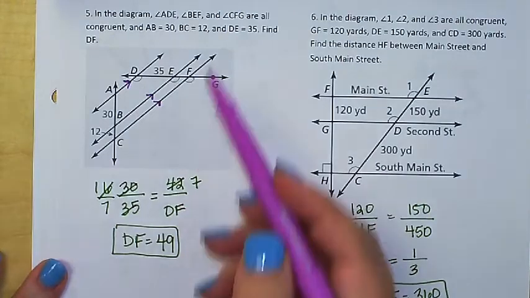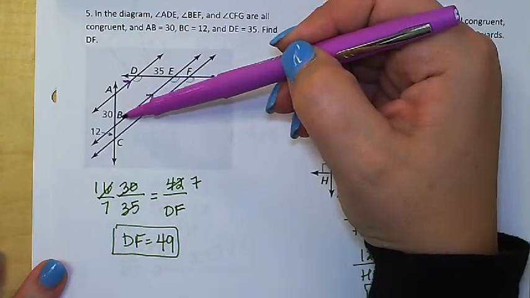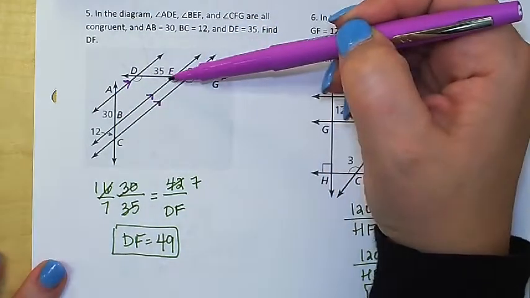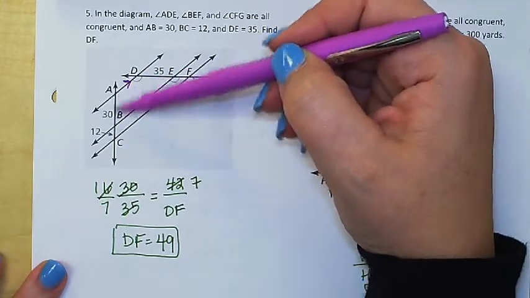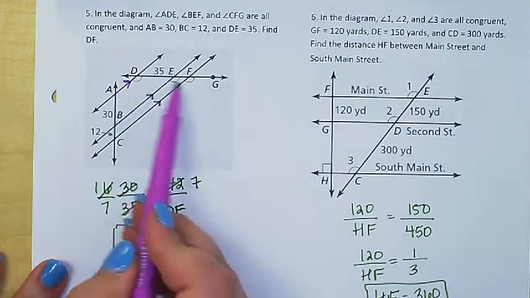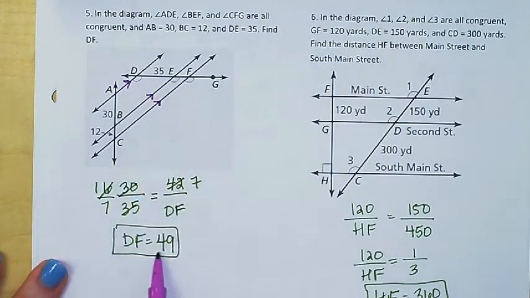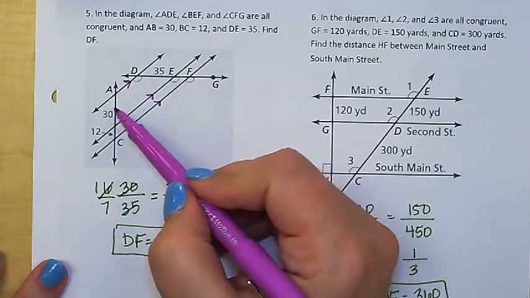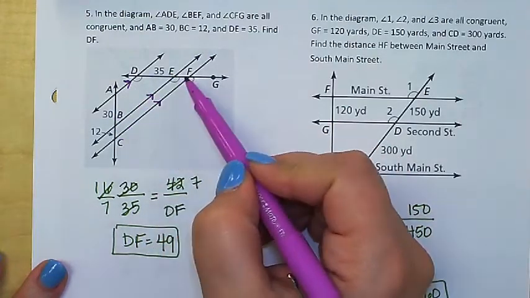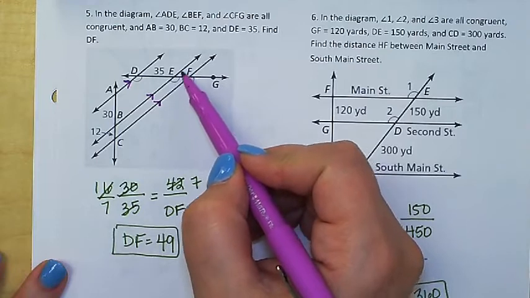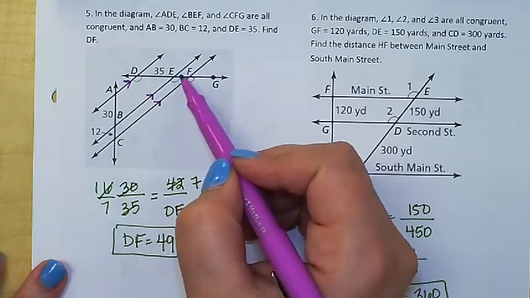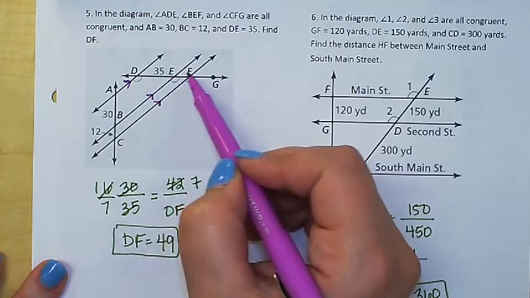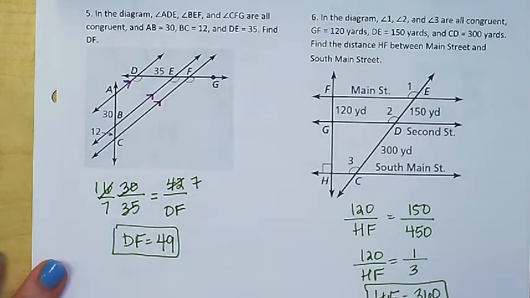Okay, so these are all proportional. I set it up as 30 is to 35, the same way that 42, this bigger one, is to DF, which is what they wanted us to find. You could have also done 30 is to 35 as 12 is to EF, and then gotten this answer, which would have been 14, and then you could have added them together at that point.